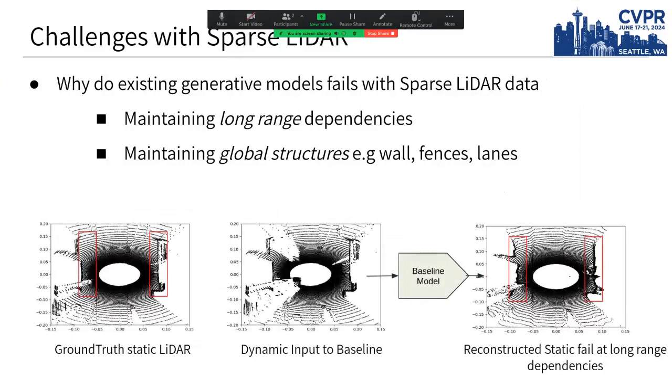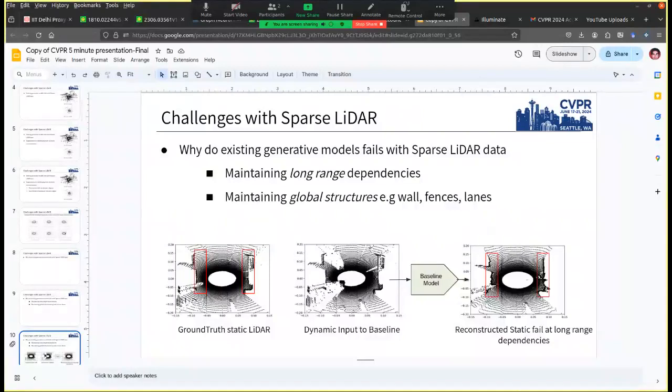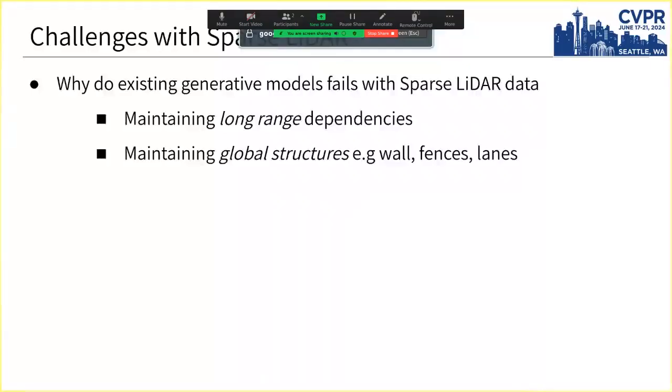So here we show a small example. This is a ground truth static LiDAR. This is a dynamic LiDAR, and this is given to the best baseline model. This example is for a very high density LiDAR. We see that even when the state of the art best baseline model gets high density LiDAR, even though it reconstructs the local structures, it fails at the global structures. This is a big problem.